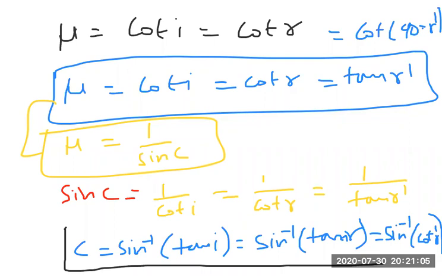This is the situation where it's coming from denser to rarer. The previous condition is rarer to denser, now denser to rarer. These are the conditions related to this topic. I hope you have understood the two conditions, the rarer to denser condition and the denser to rarer condition.